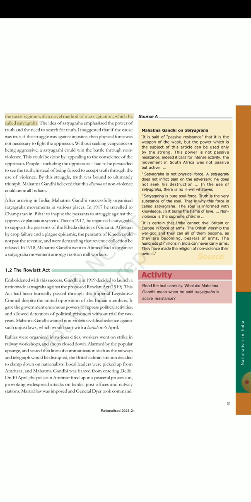The racist regime was fought with a novel method of mass agitation, which he called Satyagraha. The idea of Satyagraha emphasized the power of truth and the need to search for truth. It suggested that if the cause was true, if the struggle was against injustice, then physical force was not necessary to fight the oppressor. Without seeking vengeance or being aggressive, a Satyagrahi could win the battle through non-violence.